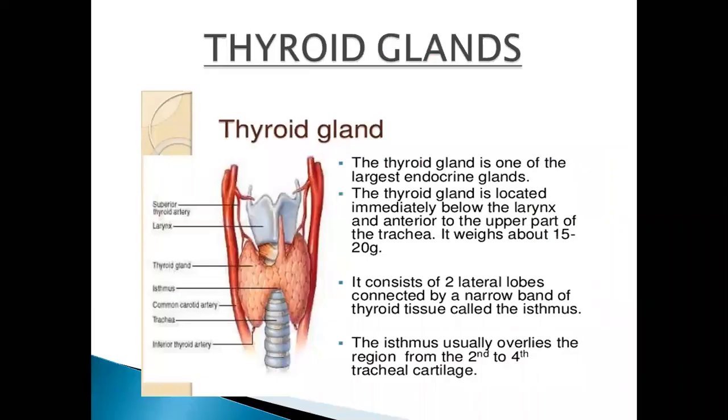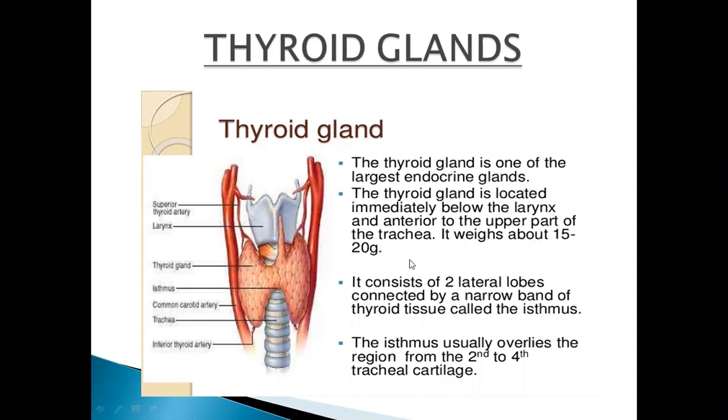You can see here the thyroid glands that are present in your neck region. This is the larynx, and below the larynx there is the trachea, and above the trachea you can see this butterfly-like structure. This gland is called the thyroid gland. The thyroid gland is one of the largest endocrine glands, located immediately below the larynx and in front of the upper part of the trachea.